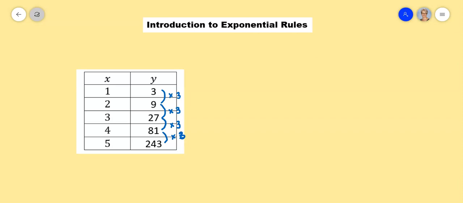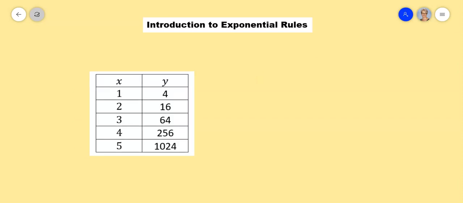This means that our exponential rule will look slightly different. This time our rule is going to be 3 to the power of x. Again, our unknown number x is the power, and the number in the base, the 3, is telling us what we multiply each of our y values by to get our next value in the sequence.